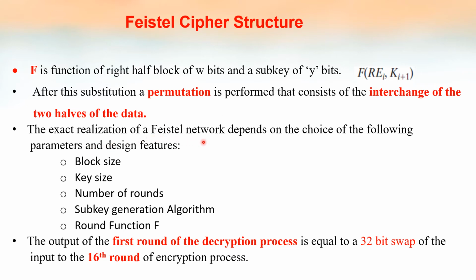The realization of the Feistel network depends on the following. First one is the block size, that is, we can consider the block size is 64, or key size, then number of rounds, then subkey generation algorithm, then the round function F. And here one thing we can notice, the output of the first round of the decryption process is equal to a 32-bit swap of the input to the 16th round of encryption process, which we can prove.